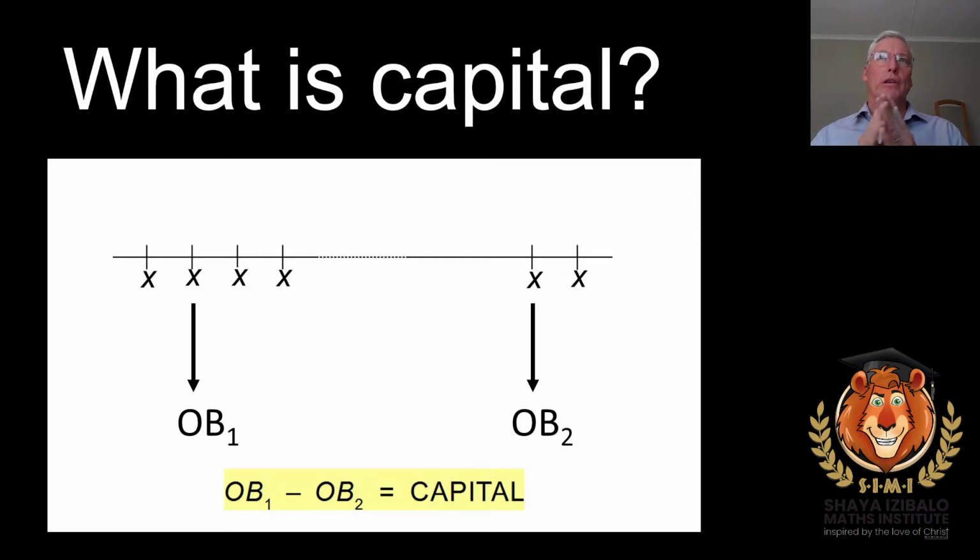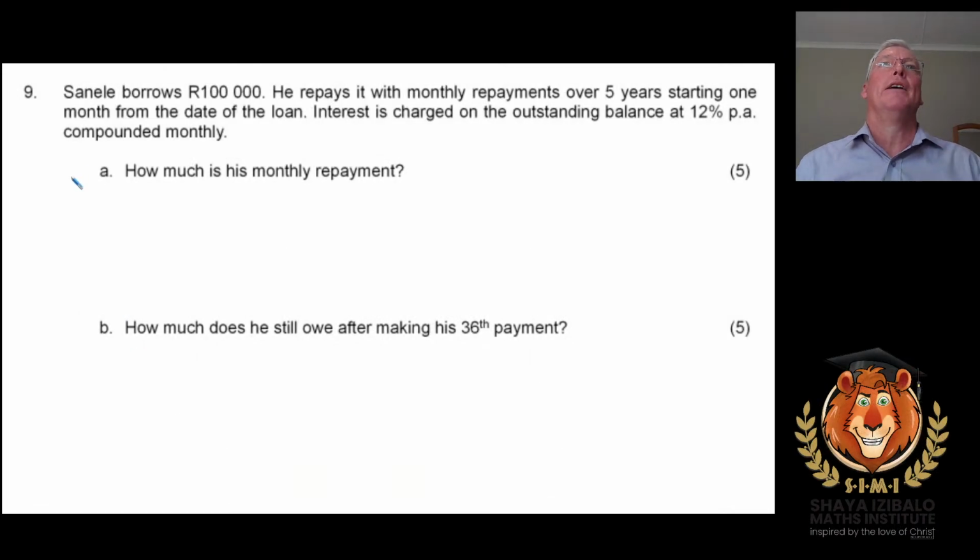If we take the total of all our repayments, the amount that exceeds the capital, in other words the difference, will be interest. But we're going to look at an example right now. Sanele, my friend down near Umzumbe, borrows 100,000 Rand. He repays it with monthly repayments over 5 years, starting 1 month from the date of the loan. That's very standard. Interest is charged at 12% per annum compounded monthly.